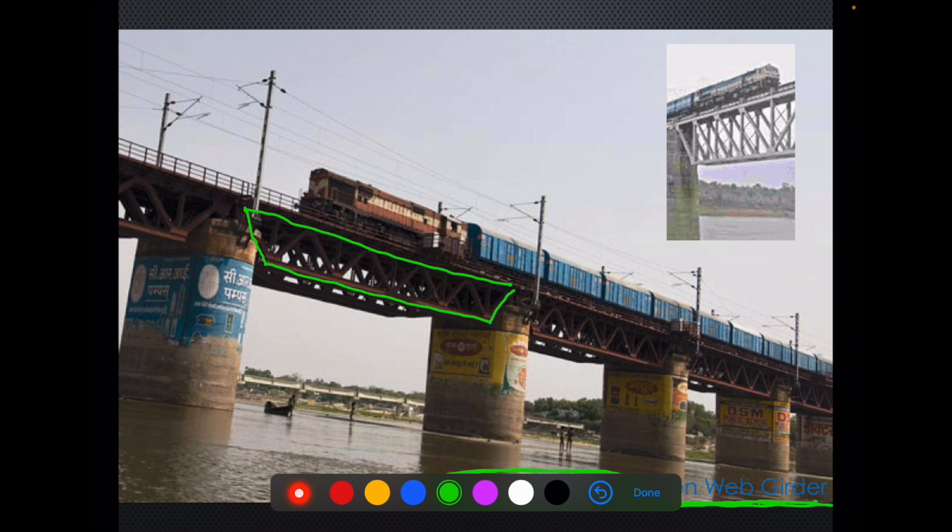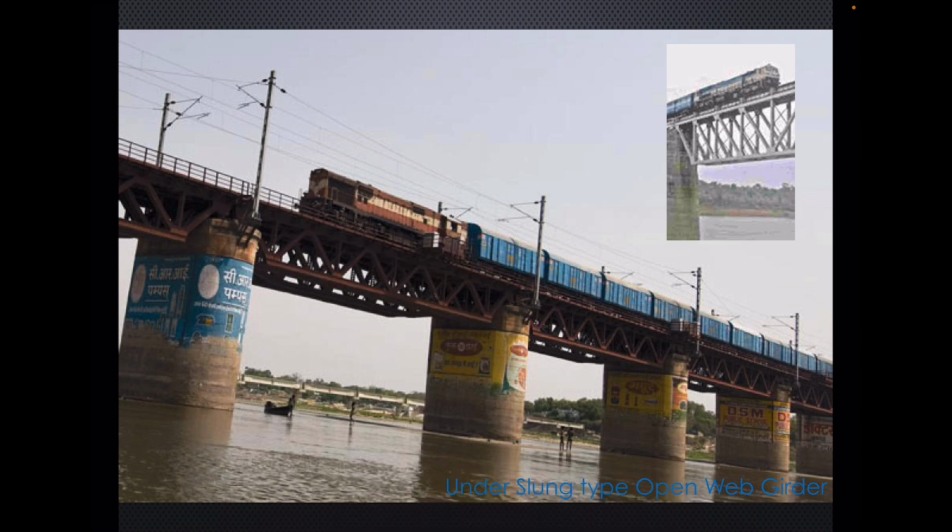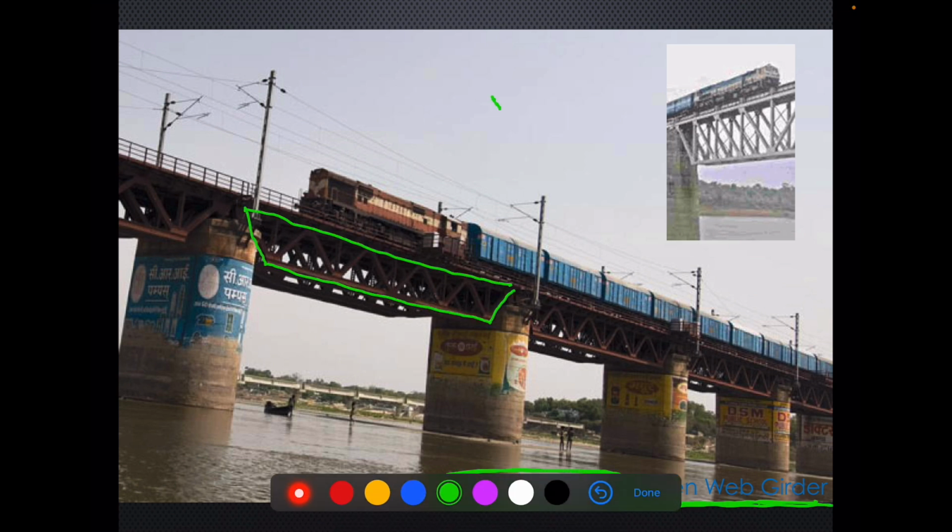Nowadays, these underslung type open web girders are not much in use. There are two, three reasons behind this. The number one thing is their design and sections are quite complicated and they are difficult to fabricate also. Not only in fabrication, but erection and launching is also quite tough when it comes to underslung type open web girders.